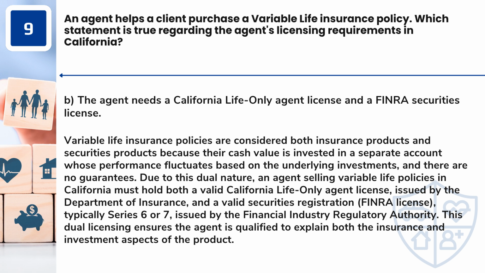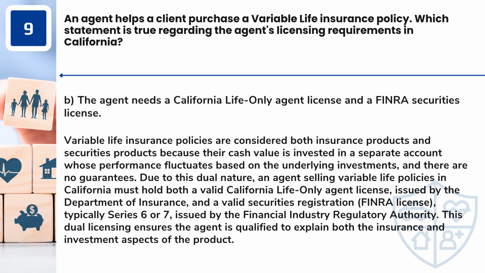Answer: B. The agent needs a California life-only agent license and a FINRA securities license. Variable life insurance policies are considered both insurance products and securities products because their cash value is invested in a separate account whose performance fluctuates based on the underlying investments, and there are no guarantees. Due to this dual nature, an agent selling variable life policies in California must hold both a valid California life-only agent license, issued by the Department of Insurance, and a valid securities registration, FINRA license, typically Series 6 or 7, issued by the Financial Industry Regulatory Authority.